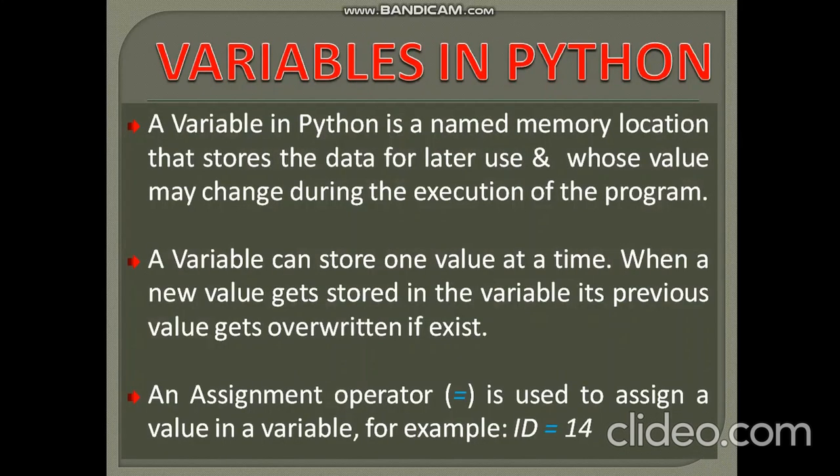An assignment operator, which is indicated by the equal to sign, is used to assign a value to a variable. For example, if I write id is equal to 14, then the value 14 is assigned to the variable id by using this assignment operator, equal to.